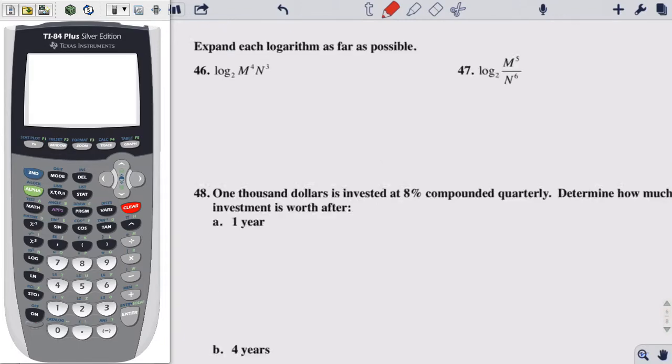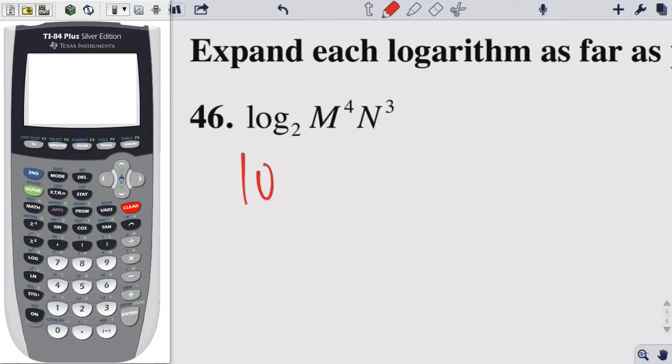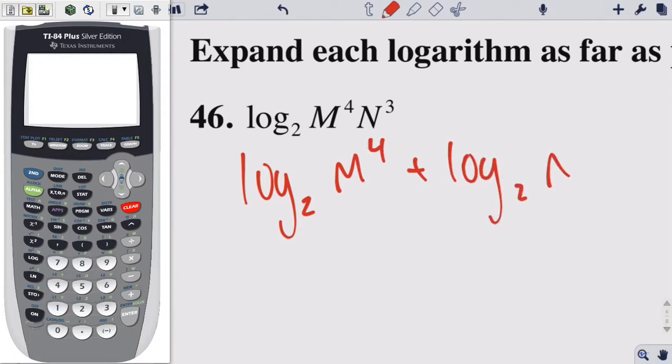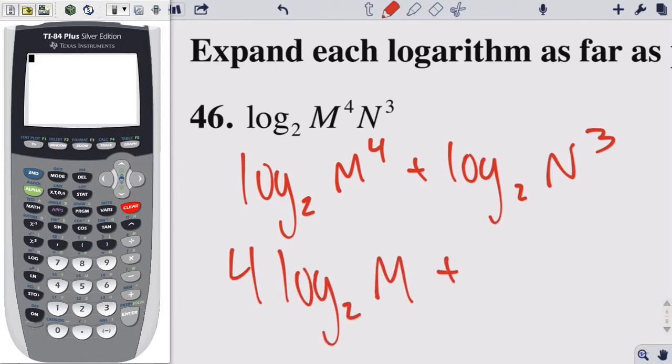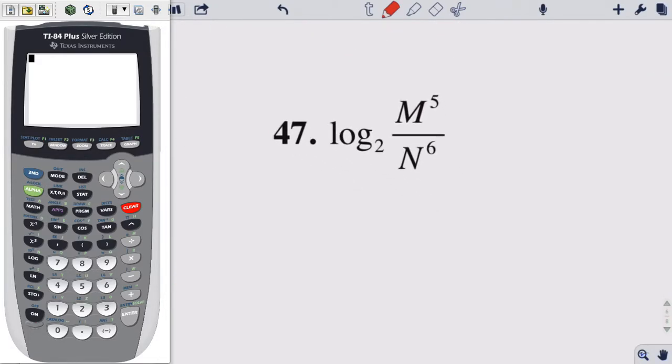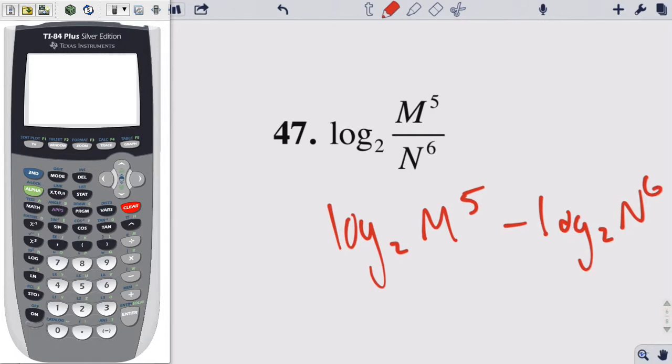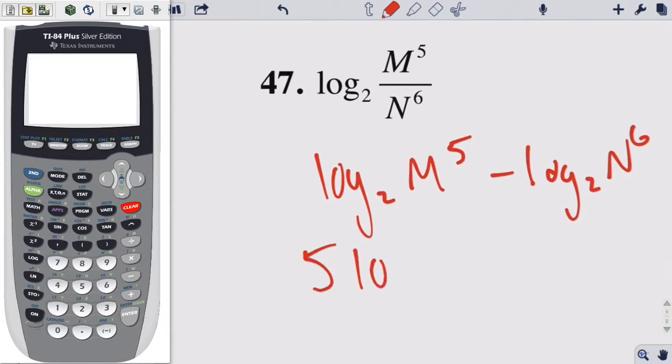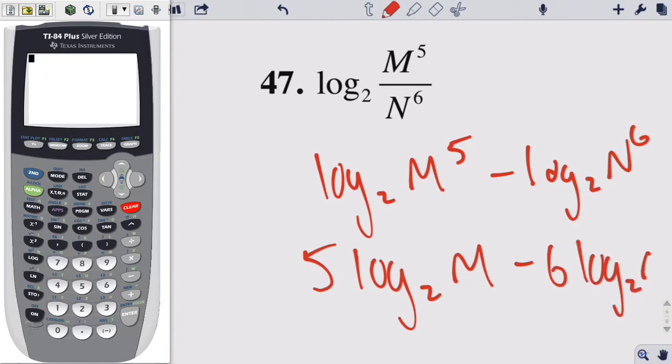Okay, expand each logarithm as far as possible. So that makes it log base 2 of m to the 4th plus log base 2 of n cubed. So I'll get 4 log base 2 of m plus 3 log base 2 of n. Or I get log base 2 of m to the 5th minus log base 2 of n to the 6th. Move the powers to the front. 5 log base 2 of m minus 6 log base 2 of n.